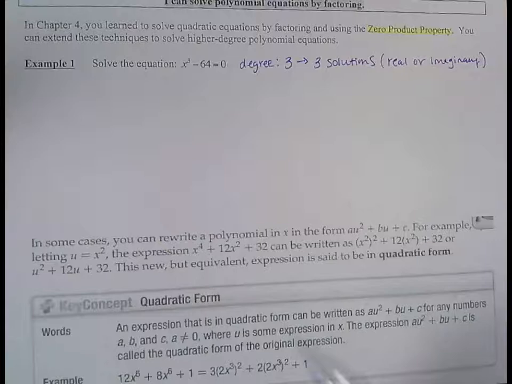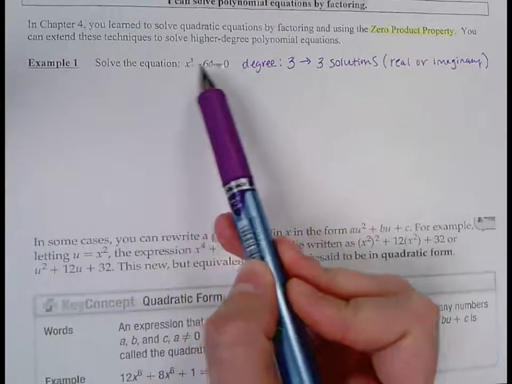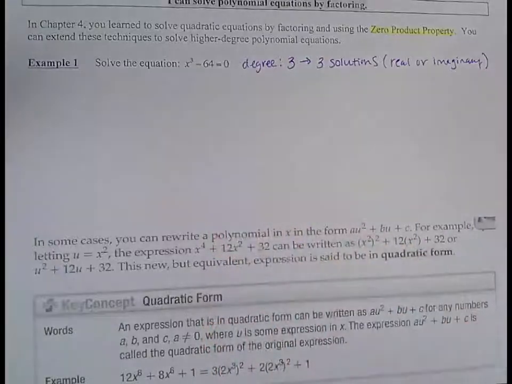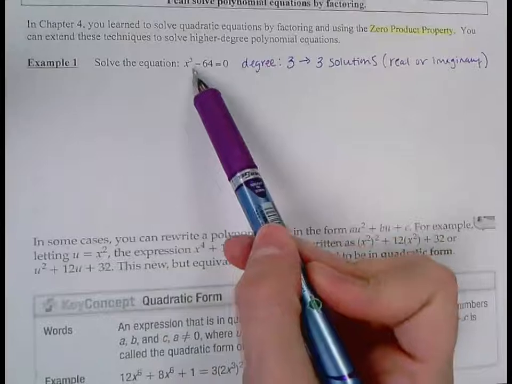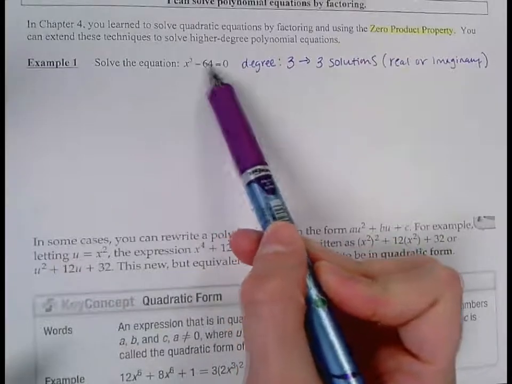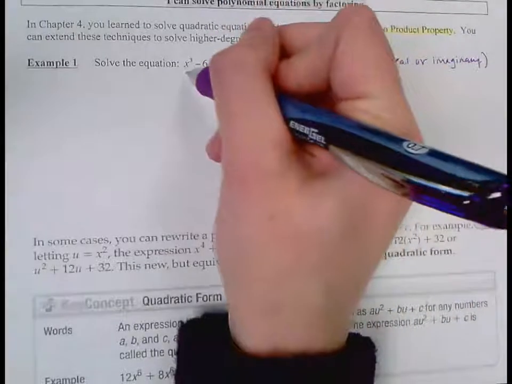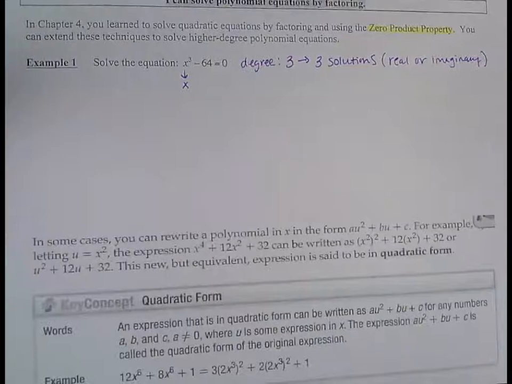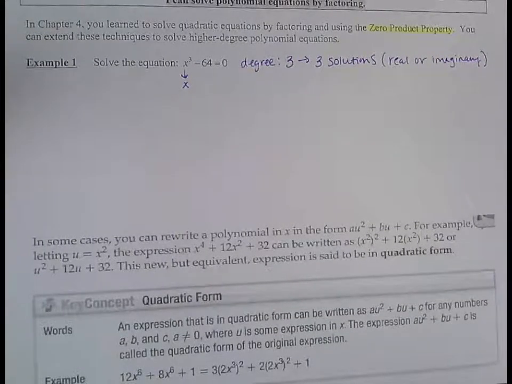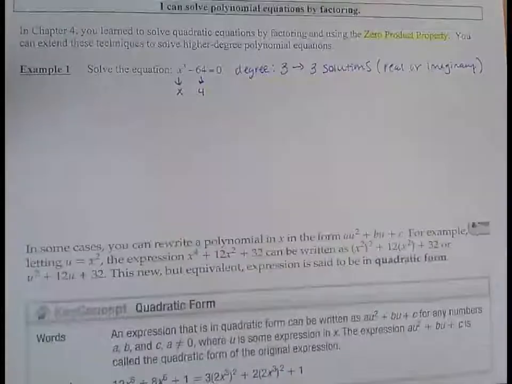To solve this by factoring, and if you have your sheet out from yesterday, this will help. I have 2 terms, so I would check for a difference of squares or a sum or difference of cubes. Since I have x cubed, I would check for a difference of cubes. I know x cubed is a perfect cube. The cube root is x. Is 64 a perfect cube? What's the cube root of 64? 4. Okay, so I can factor a difference of cubes.